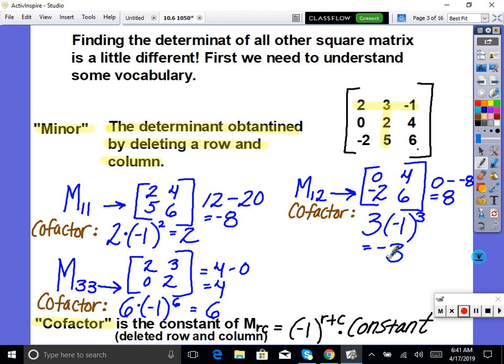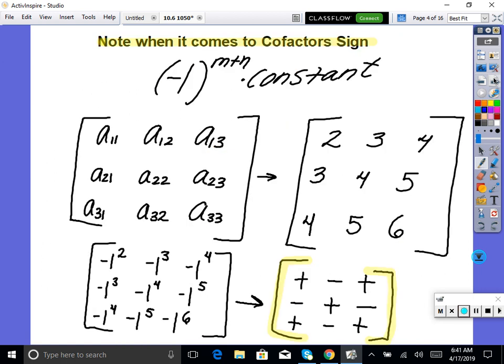So that's how you find the cofactor. So make sure you write down that little formula. Okay. Then, now that we understand what a minor and a cofactor is, we can find the determinant of bigger square matrices. Okay, so here's the thing.